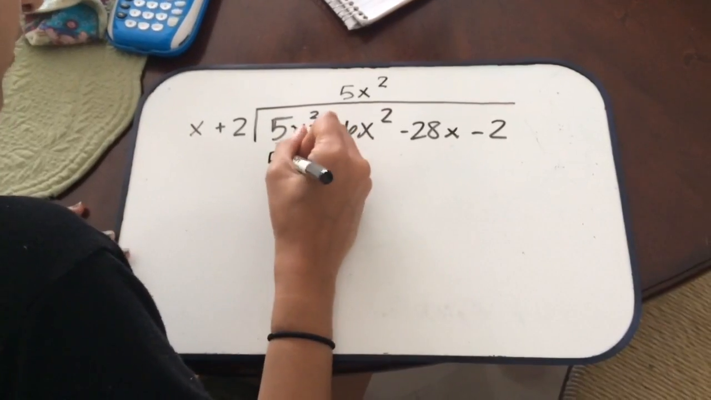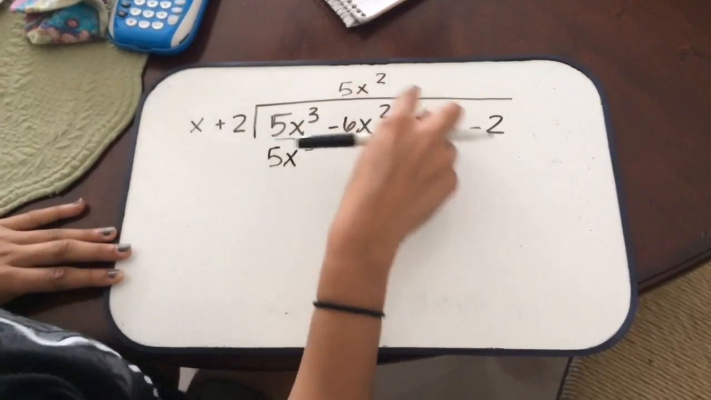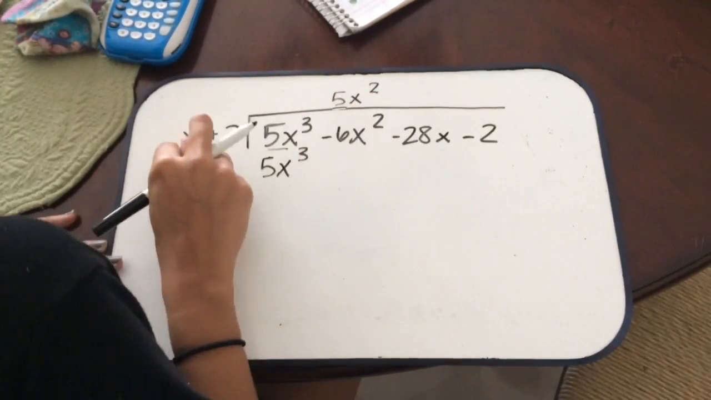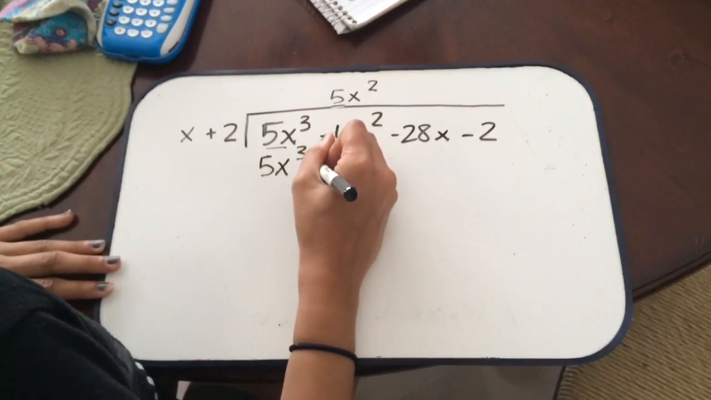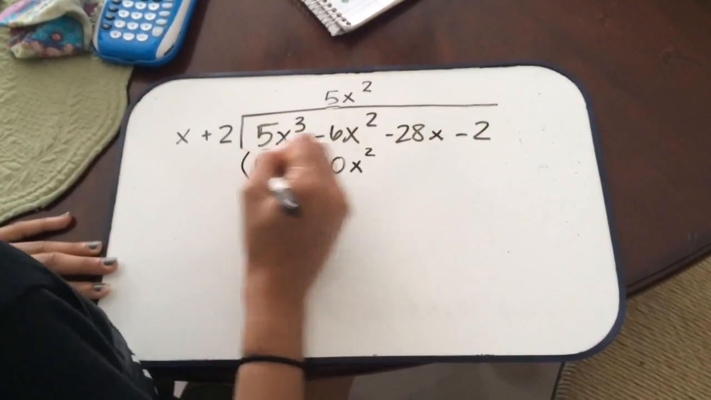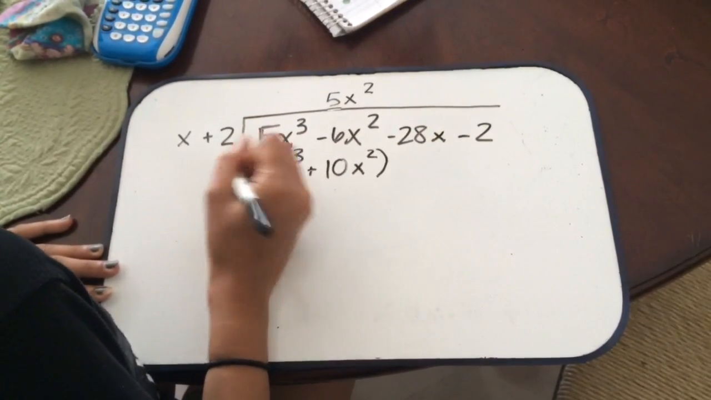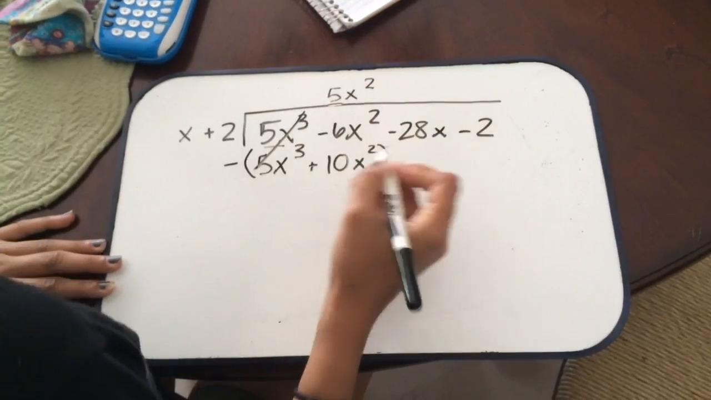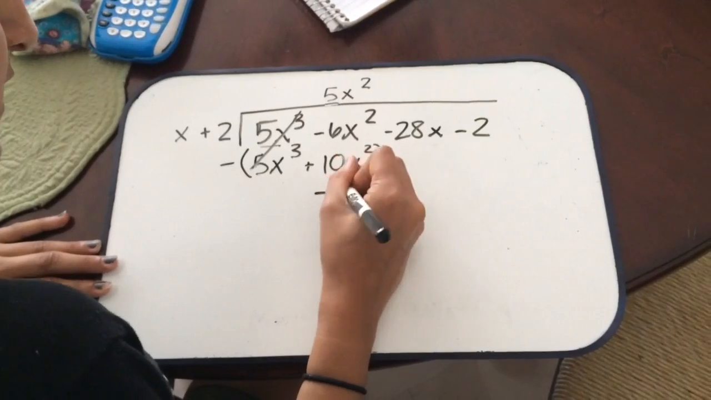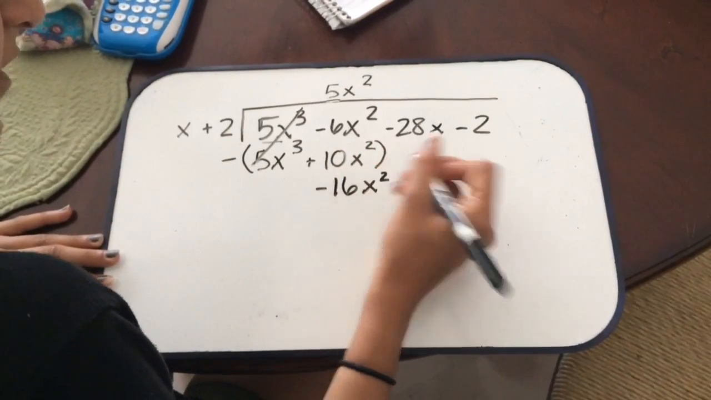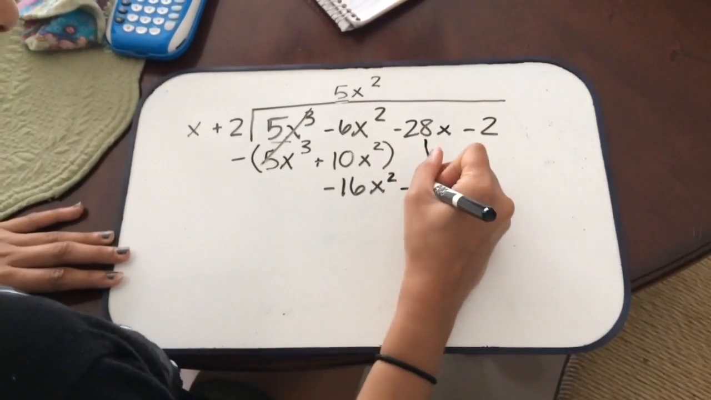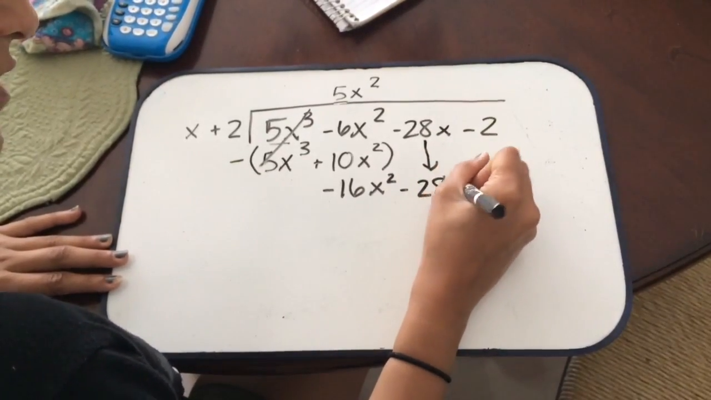So then that gives you a 5x cubed, but you also have to multiply the second term by what you multiplied the first term by, which leaves you with plus 10x squared. Then put that all in parentheses, and you subtract that, which cancels that out and leaves you with a negative 16x squared. Then you bring this term down, giving you a negative 28x.